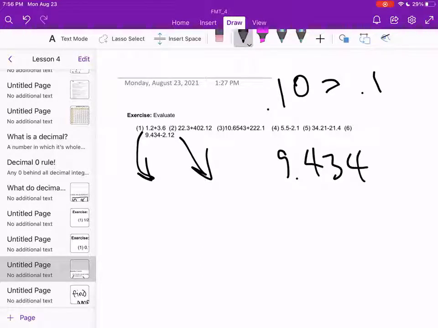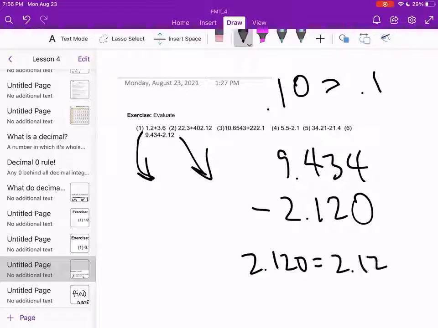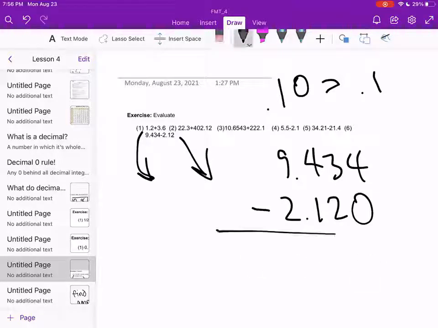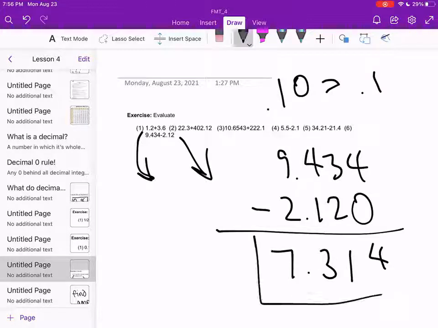9.434. Subtraction is the same thing, right? You just have to line up the decimals. Now that they're aligned, I don't know what to put here because there's nothing, so I'm going to put a 0, right? That's going to be our placement value. 2.120 still equals 2.12. So now we're just going to subtract like I would in a normal problem. 4 minus 0 is 4. 3 minus 2 is 1. 4 minus 1 is 3. Pull down the decimal. 9 minus 2 is 7. That's going to be my answer.